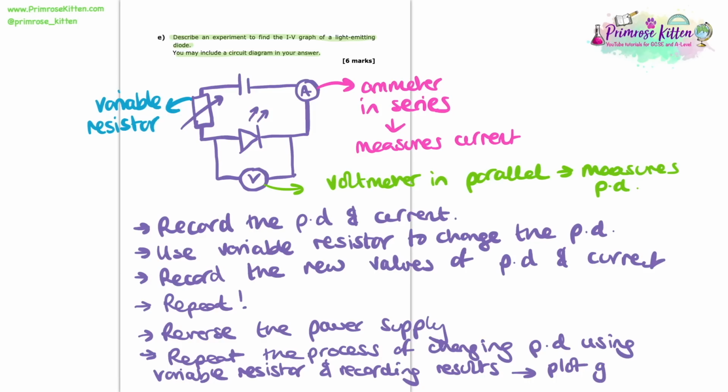And this, of course, was the aim of the game. When we go back to the question to reread it to check that we've got everything down, you can see that we were asked to describe an experiment that would find the IV graph of a light-emitting diode. We've done that here. So you see there's a lot of points we can say here.